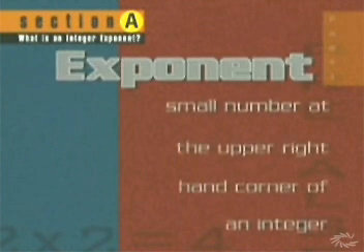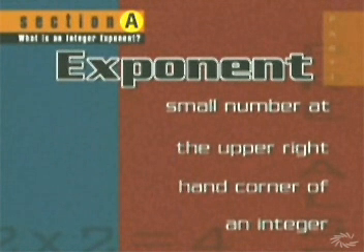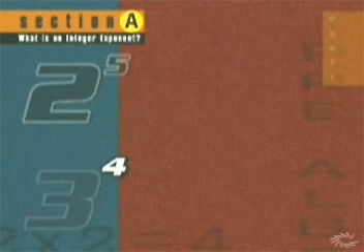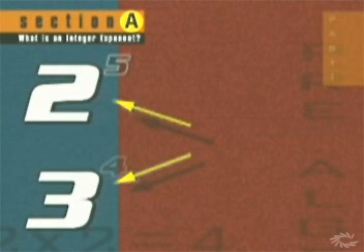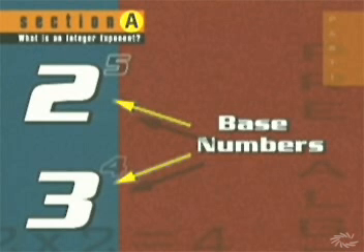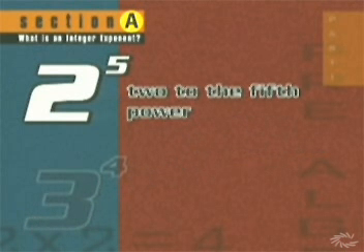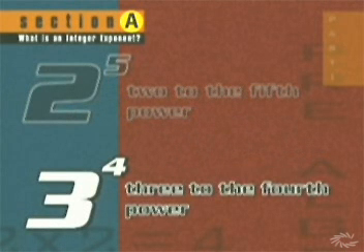An exponent is the small number you might see at the upper right corner of an integer. For example, if we see a 2 with a little 5 in its upper right-hand corner and a 3 with a little 4 in its upper right-hand corner, the 5 and 4 are the exponents. The 2 and 3 are called the base numbers. We read these examples as 2 to the 5th power and 3 to the 4th power.